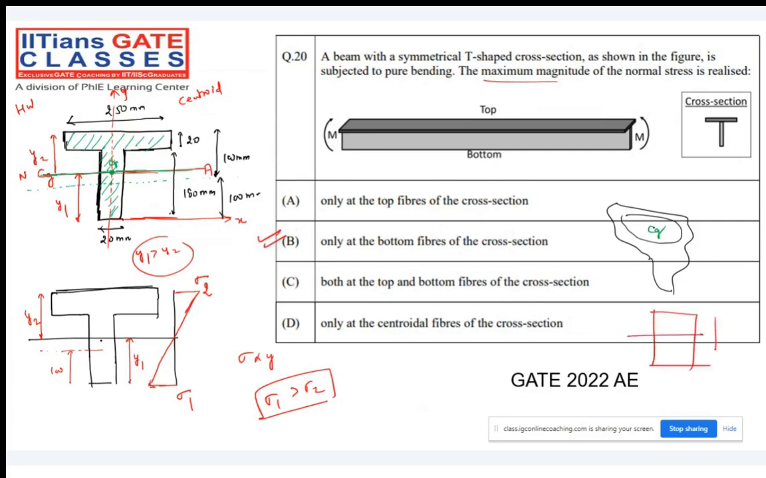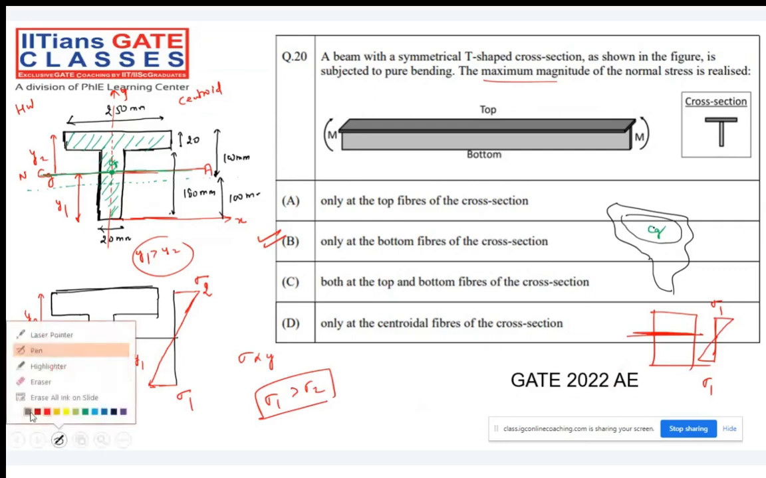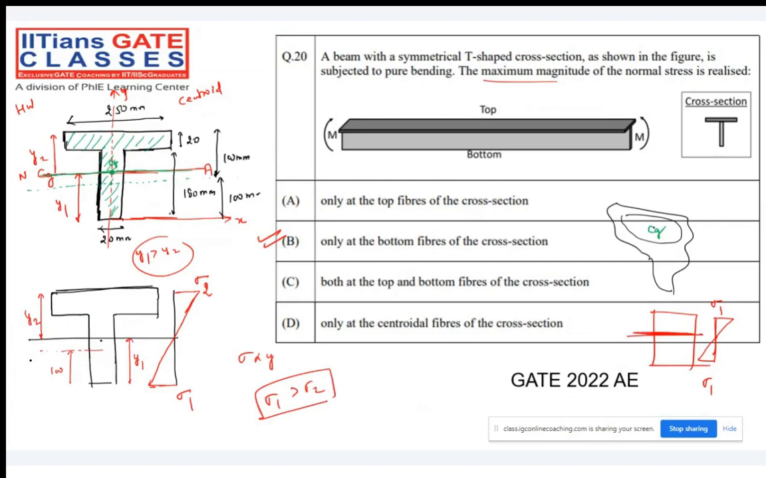Above and below, same area, exactly in the middle the centroid will be there, and the neutral axis exactly in the middle. That's why we had no confusion there. Sigma 1, sigma 1: the top fiber and bottom fiber will be subjected to tensile and compressive stress, but the magnitude will be the same. But for the T sections, the top fiber will be subjected to lesser bending stress as compared to the bottom fiber. Make a note of it. If you know the concept of centroid, you can solve this particular problem within 10 seconds, right?